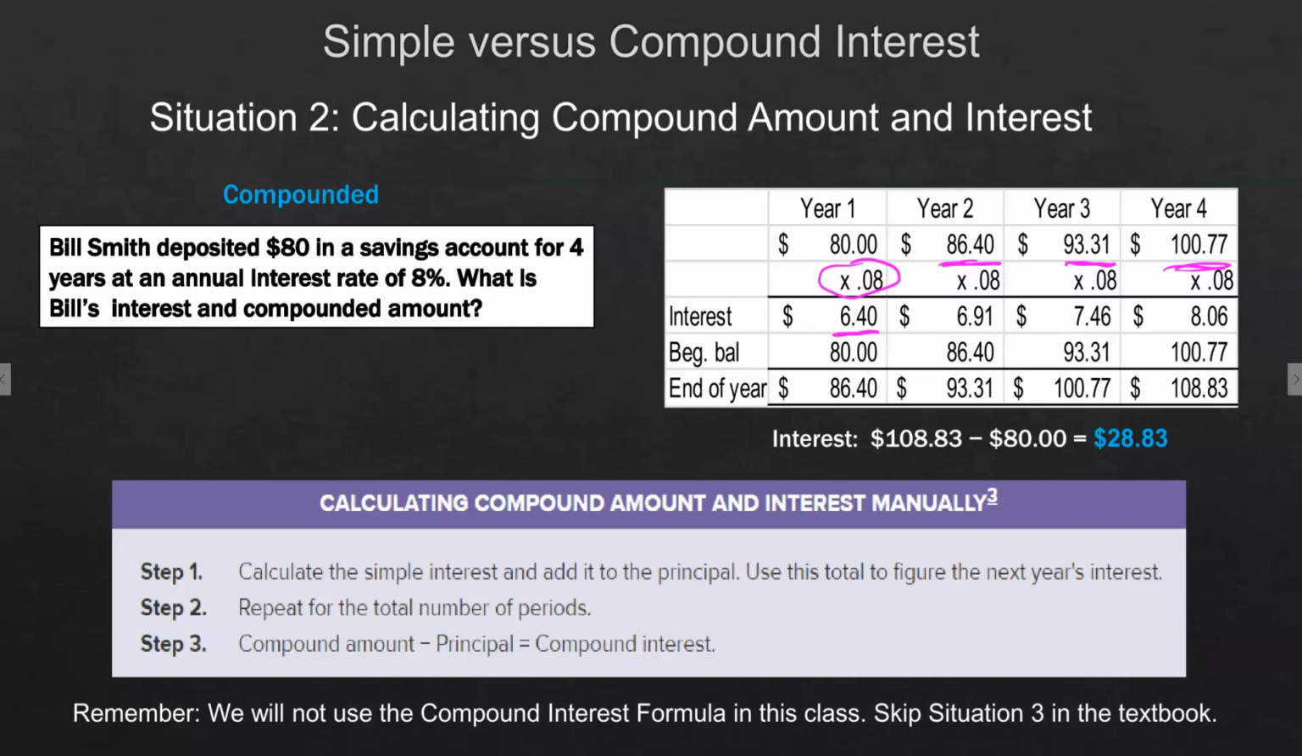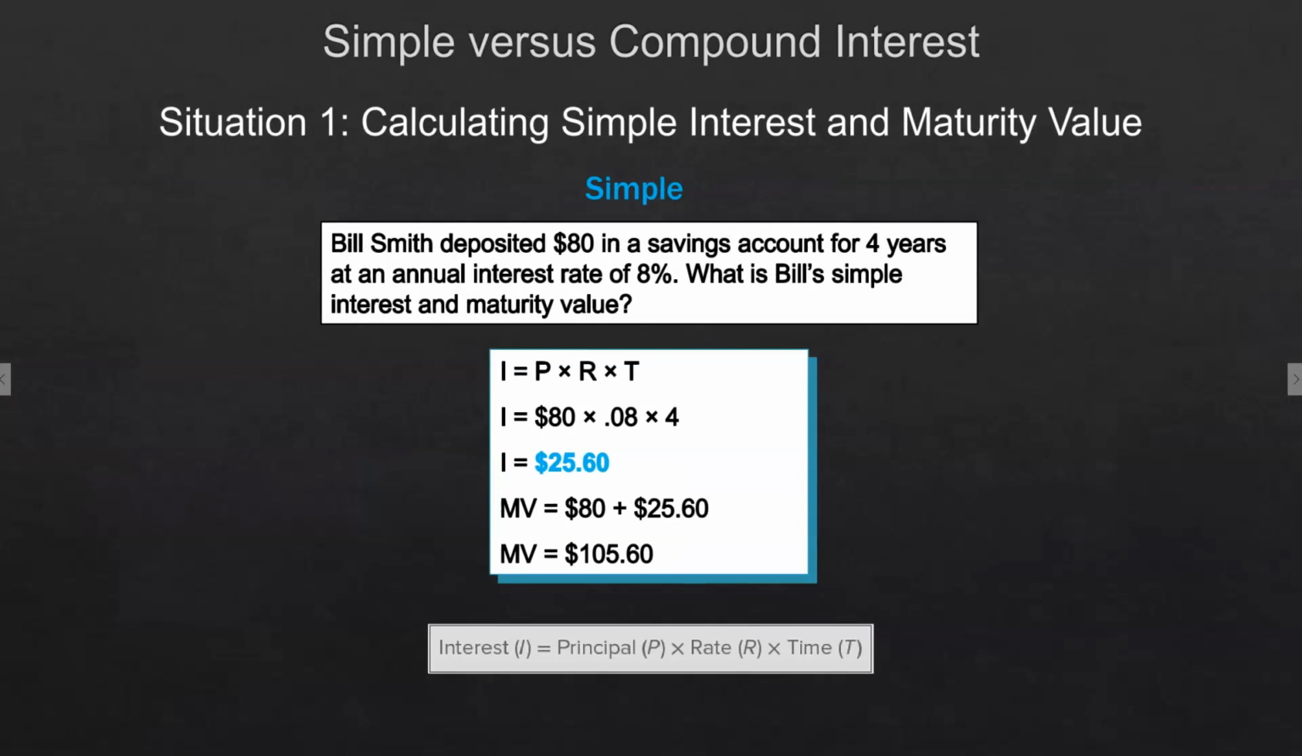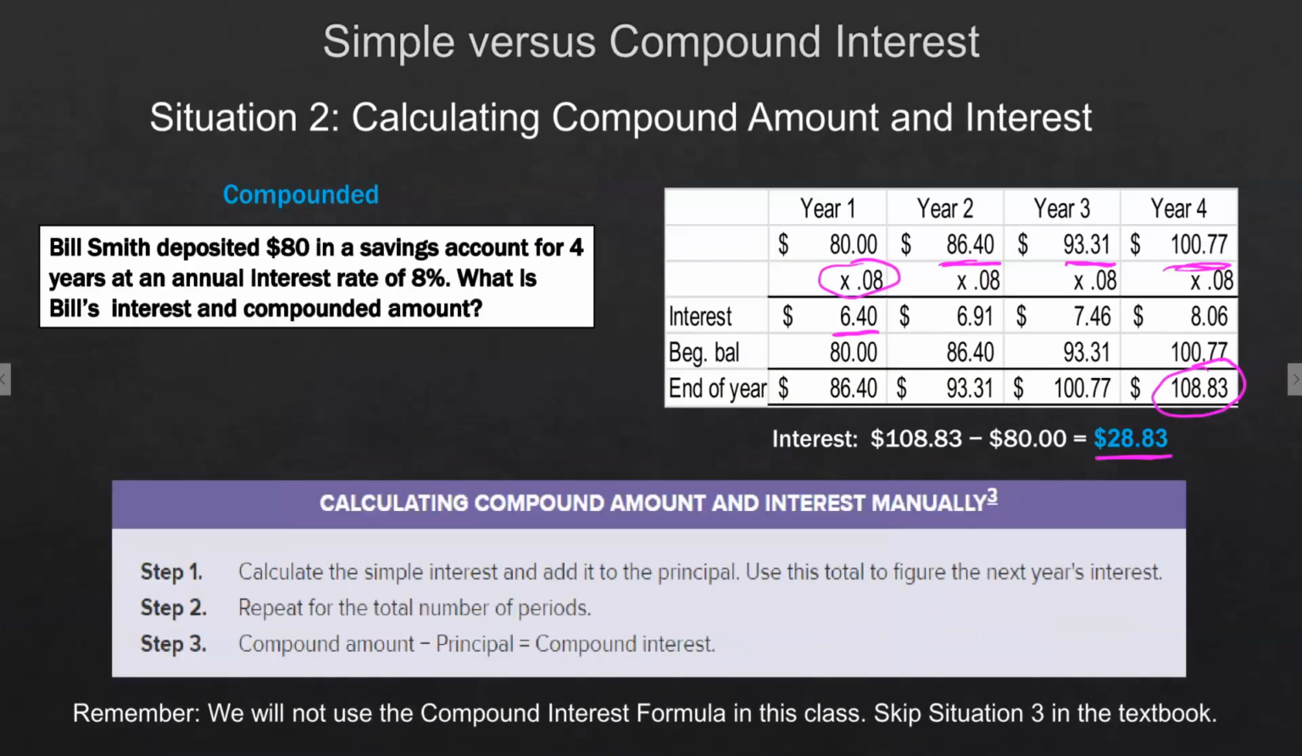And then at the end of the year, we have accumulated, or we've made it up to 108.83, and that's a total interest of 28.83. So for the compounding, it changes a little bit based on the fact that we're adding it in more often. Now, if we go back to the previous question, for simple interest, it was 25.60. With compound interest, it's 28.83.